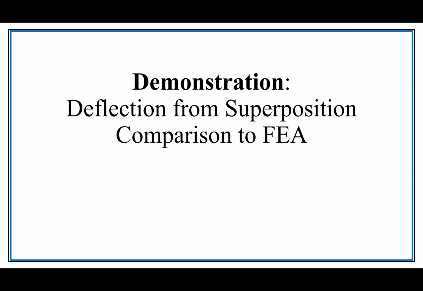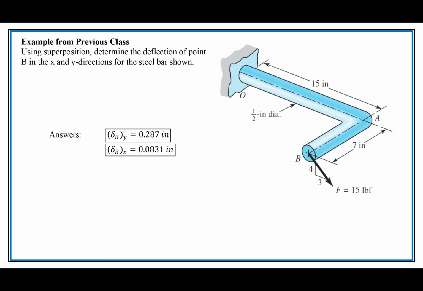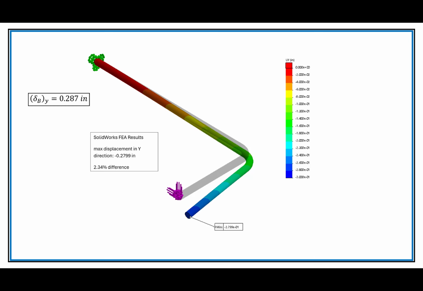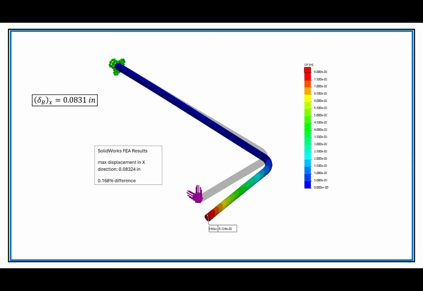We're going back there. There's a little demonstration of some FEA. Here's that problem from the previous class, 287 and 0.0831. Let's see what we have here. I believe we already looked there. We had 0.28, so that wasn't terrible. And then 0.0831 compared to 0.0832, not so bad, not too bad.